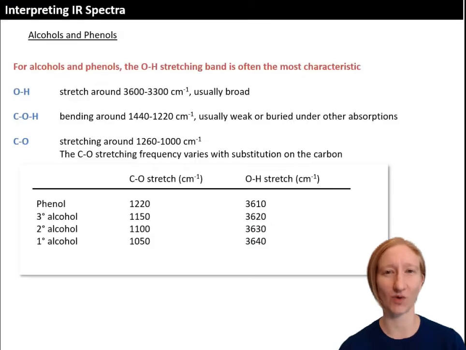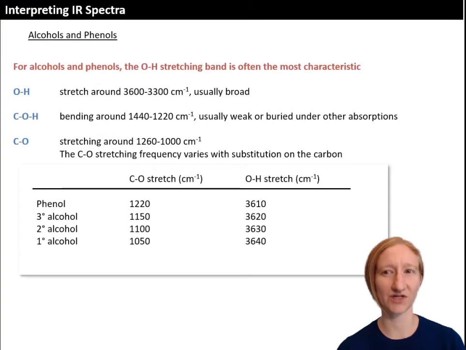While carbonyls have one distinctive stretching frequency, other functional groups will often have more than one. Alcohols and phenols, for example, have both an OH stretch as well as a CO stretch. And we can use both of these stretches to help us assign an alcohol. The OH stretch occurs at very high frequencies, far to the left of the spectrum, between 3300 and 3600 wave numbers. These stretches are usually very intense and also very broad.